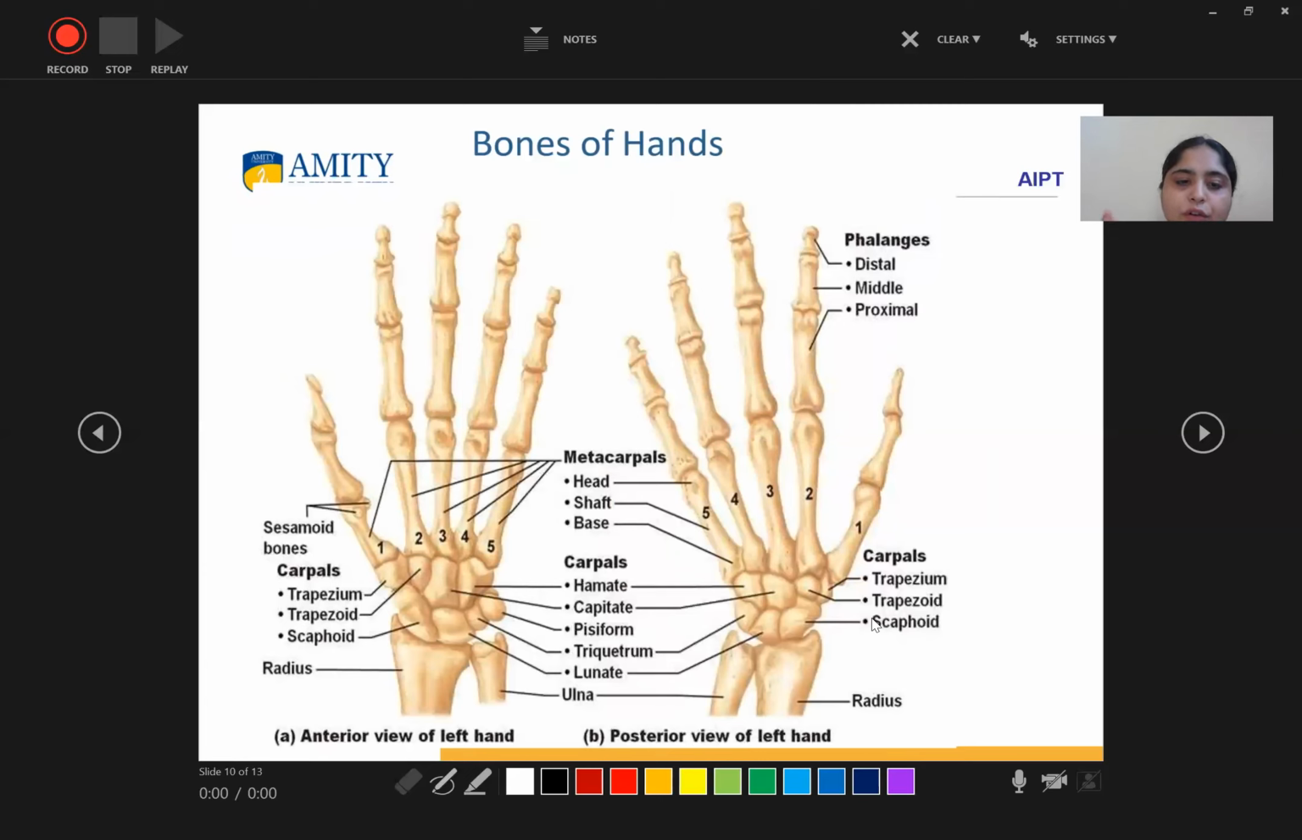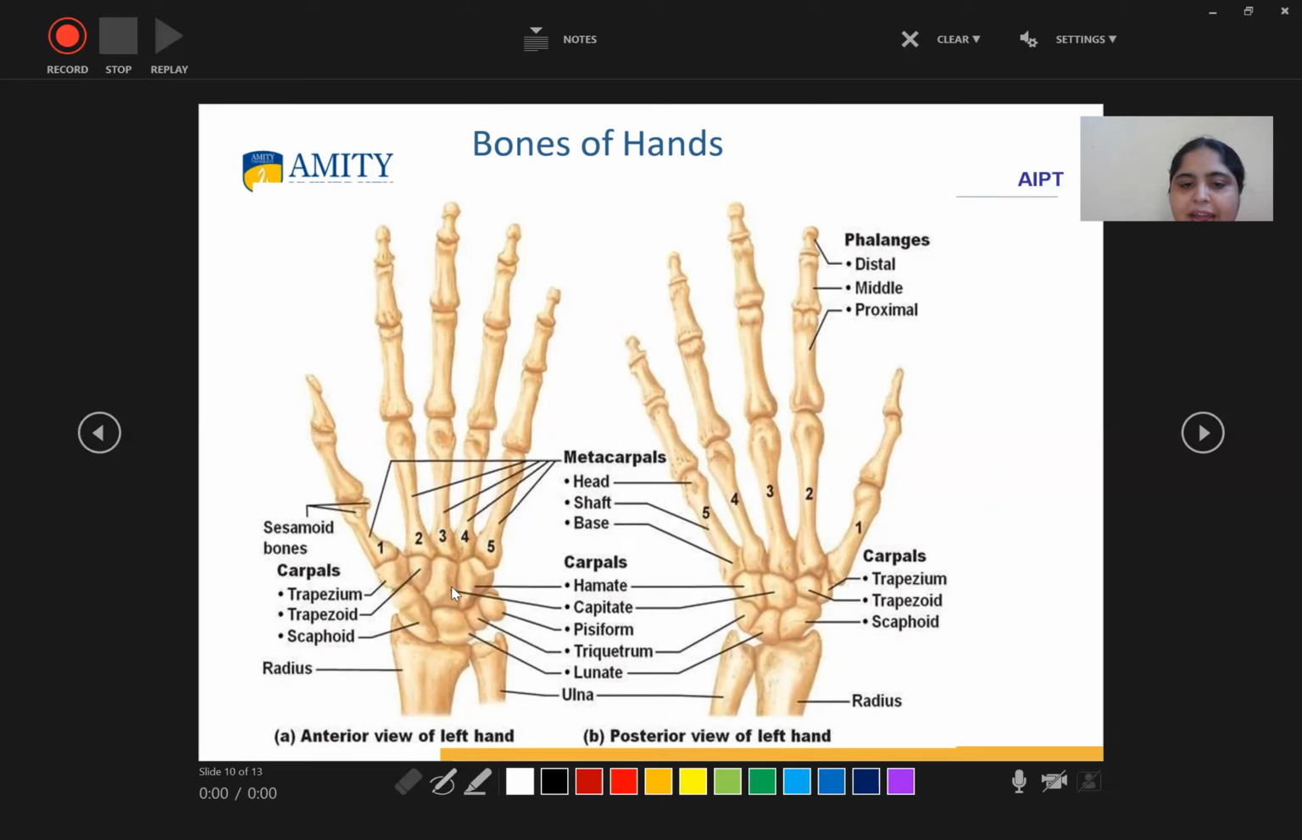Then come the bones of the hand. This is the anterior view of the left hand. This is the posterior view of the left hand. In the anterior view of the left hand, we can see scaphoid, then lunate, then triquetrum, and pisiform. So the mnemonic is: She looks too pretty. This is for the proximal row of carpals. And for the distal row of carpals, it is trapezium, trapezoid, capitate, and hamate.